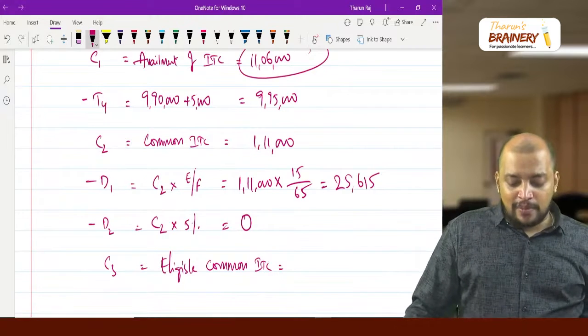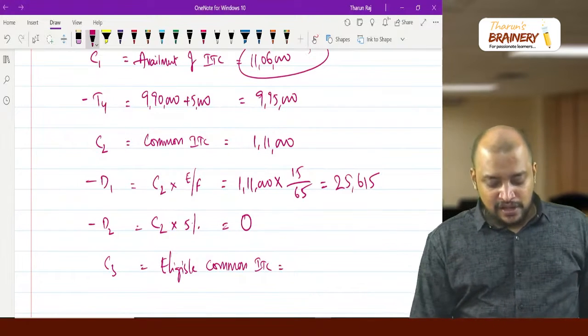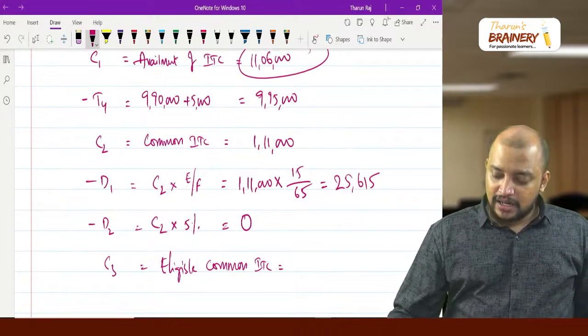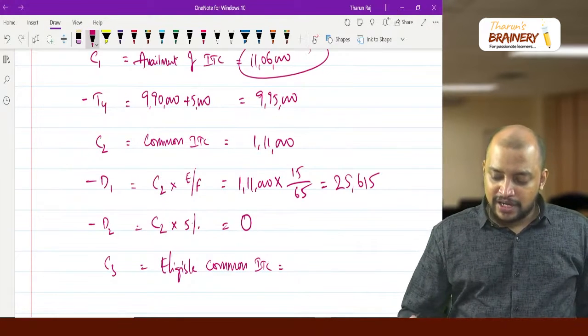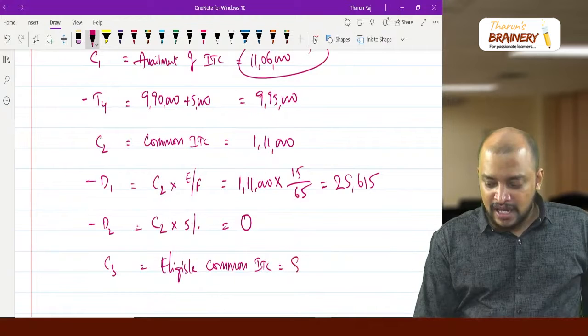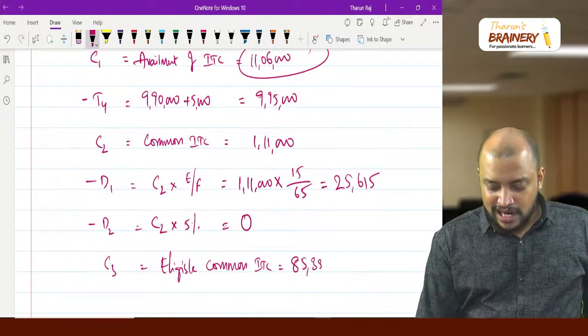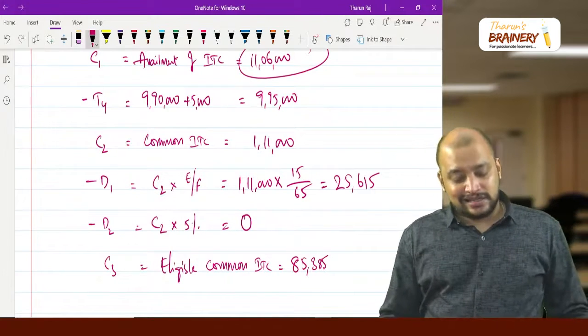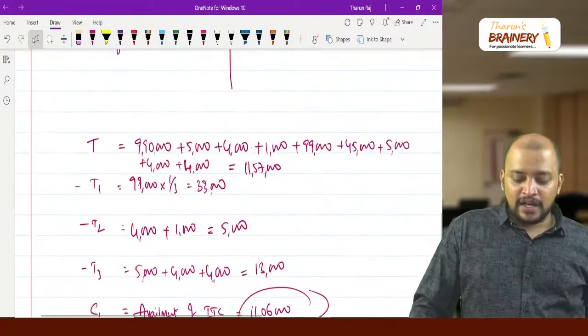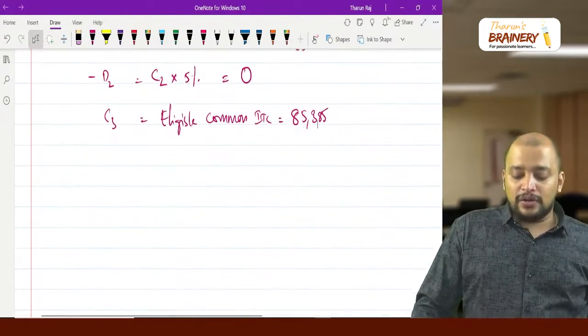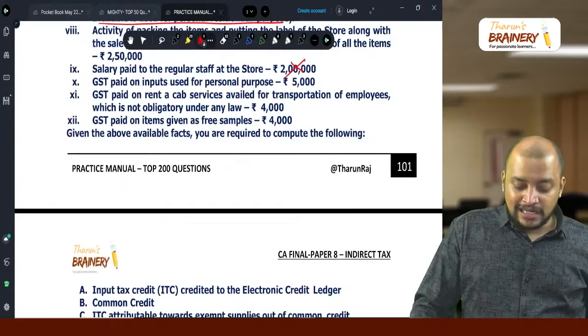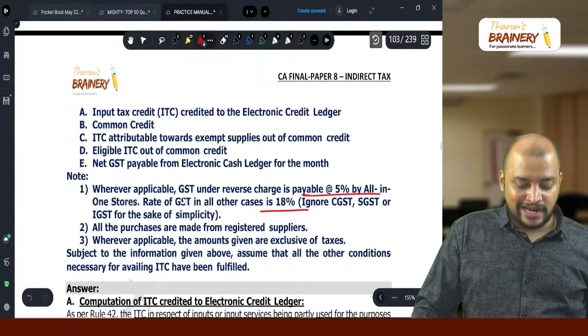Now eligible common ITC will be 1,11,000 minus 25,615, which is 85,385, taken as the eligible common ITC. Now we finish. So let's try to understand what are the questions that they are asking.